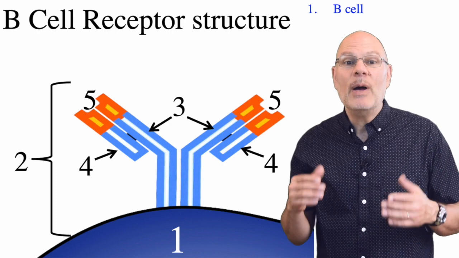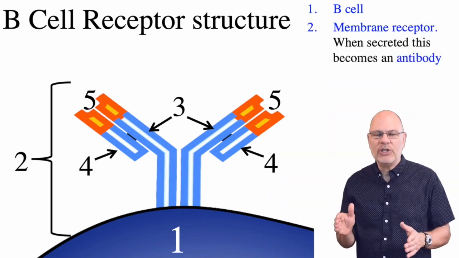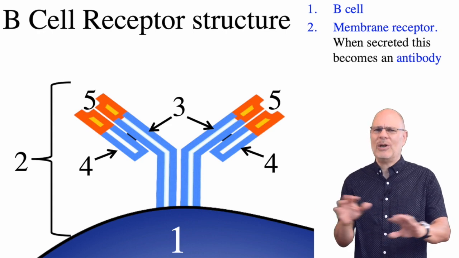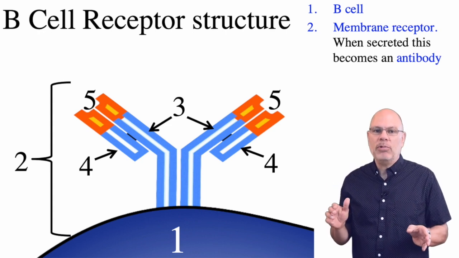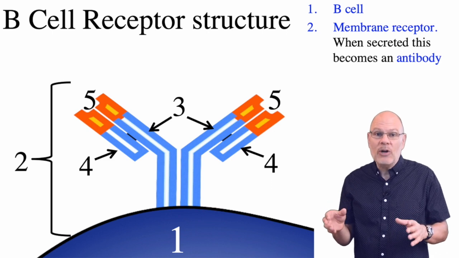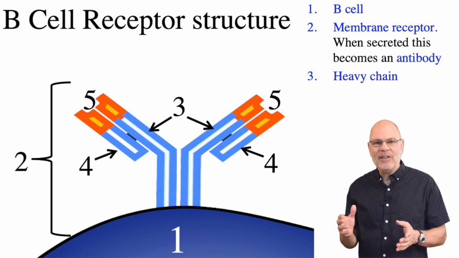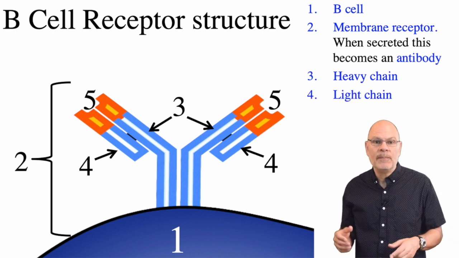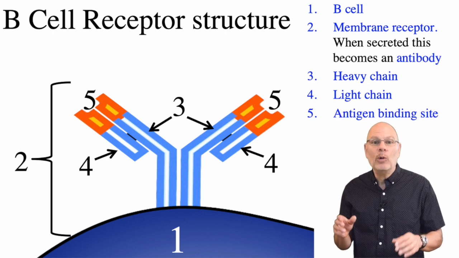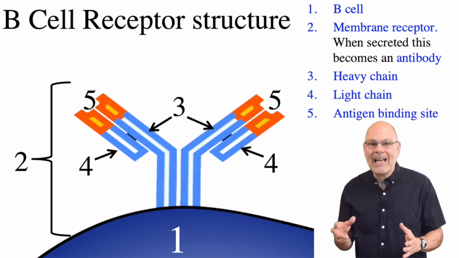In this diagram, number 1 represents the B cell. The entire structure at 2 is the receptor. And just so that you know, this is completely not drawn to scale. The antibody is a quaternary protein made of 2 pairs of polypeptide chains. The longer chains at 3 are called heavy chains. The smaller chains at 4 are called light chains. The tips at 5 are what binds with the antigen, and it's called the antigen binding site.